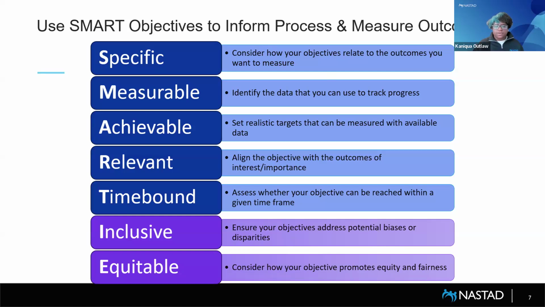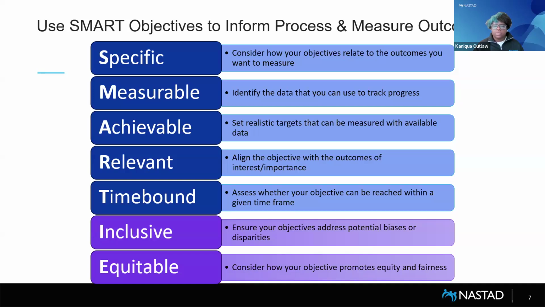Now, you'll also notice here that I've included two additional components of the SMART framework. The inclusion of inclusivity and equity transforms this into the SMARTY framework. So here, when we talk about inclusivity, this is making sure that you're addressing potential biases or disparities. And here you want to consider populations that have been historically excluded or are disproportionately impacted. So how does your program aim to address those disparities? And then considering whether or not your program objectives are promoting equity and fairness. Are you including input from people with lived experience, for example?